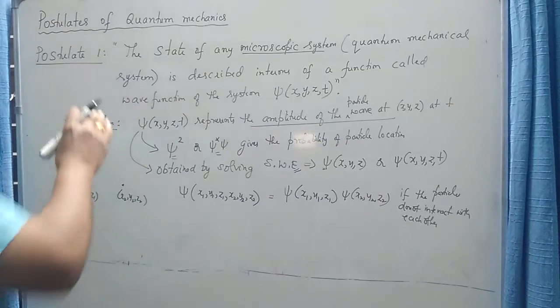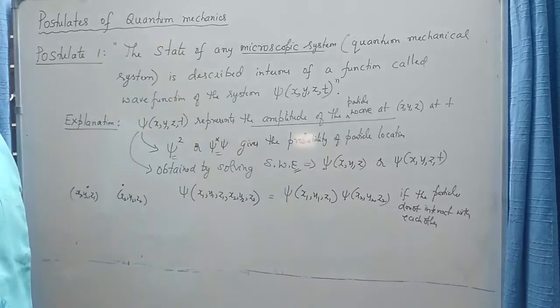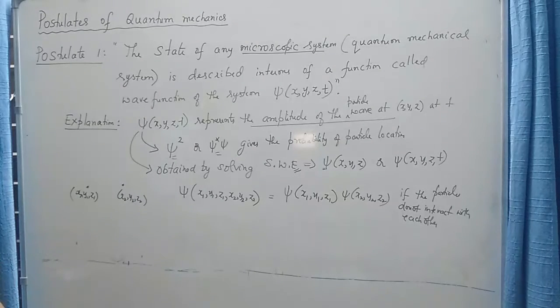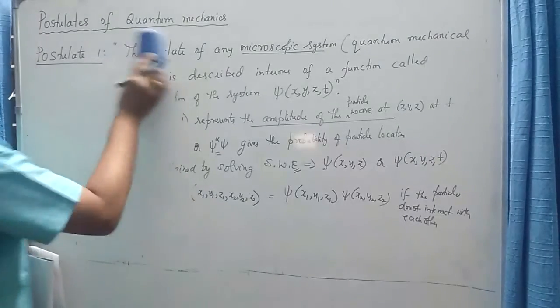That answer is not given by the first postulate. What does the first postulate have to say? The first postulate just says that in order to describe the state of a system, the first thing you should know is the wave function that is obtained by solving the Schrodinger wave equation. So once I have this wave function, what should I do with it so that I can describe the state of the system? That is given by the second postulate of quantum mechanics. So let us now state the second postulate of quantum mechanics.